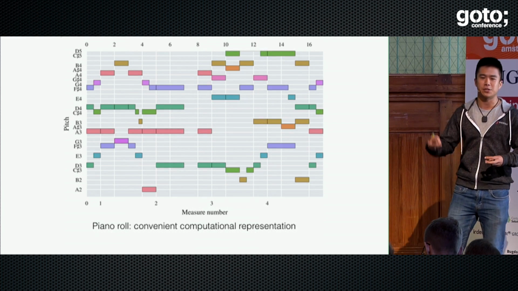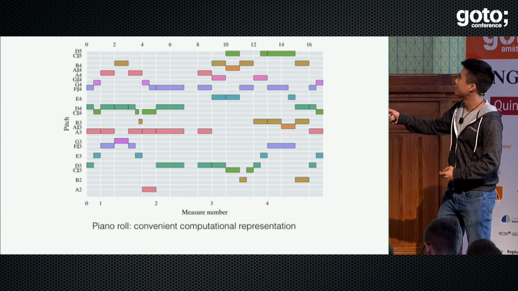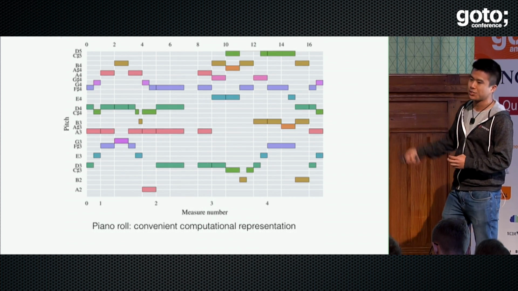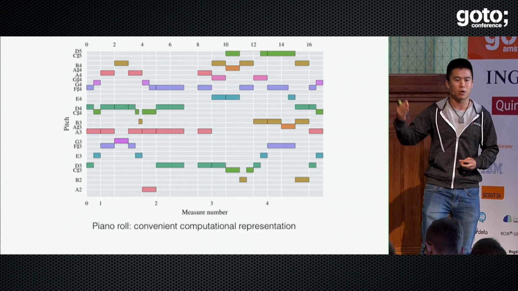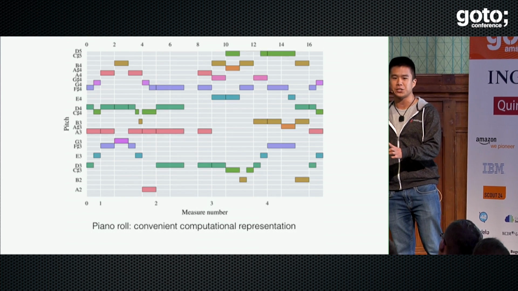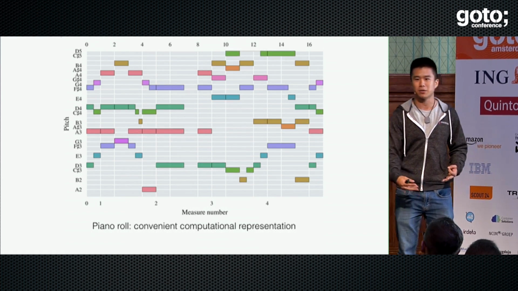Rather than representing it using notes, which may be kind of cryptic, we show it here as a matrix, where on the x-axis, we have time, so the duration, and on the y-axis, we have pitch, how high or low in frequency that note is. And what we've done is we've taken this symbolic representation of music, and we've turned it into a digital, computable format that we can train models on.